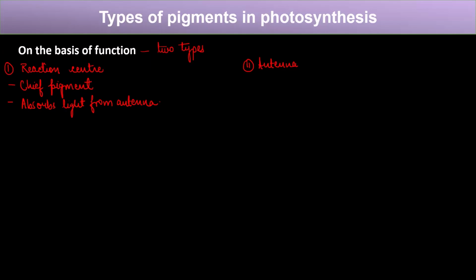Why does it absorb light? Because in the last lecture, we saw that pigments undergo excitation by absorbing light, right? They excite their electron, and when this electron comes back to the ground state, they release energy, either in the form of light or heat. Meanwhile, it also gives light of different wavelengths that is responsible for different colors. So this chief pigment absorbs light from the antenna.